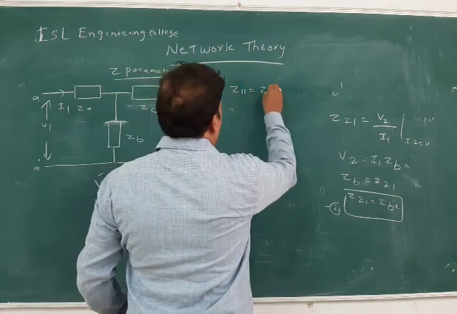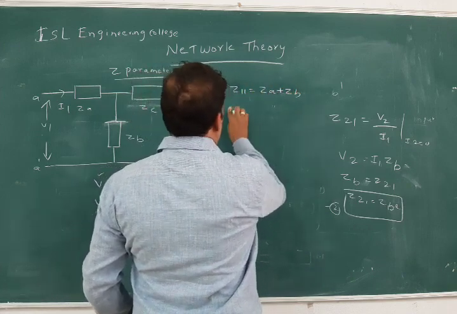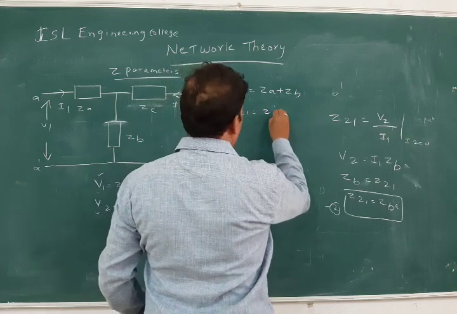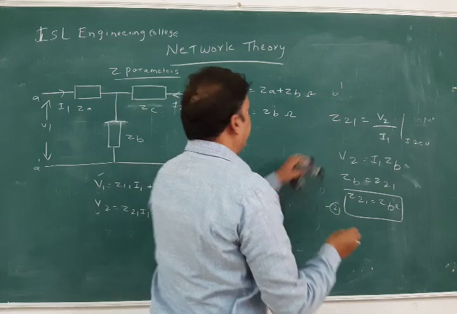Z11 is equal to ZA plus ZB, and Z21 is equal to ZB ohms.